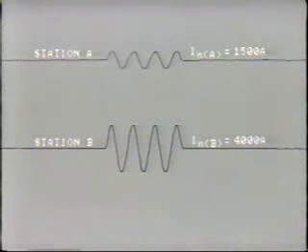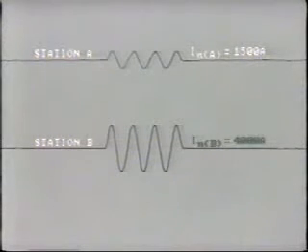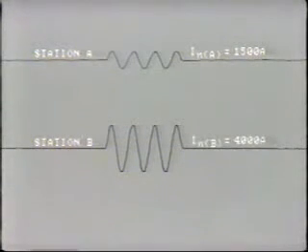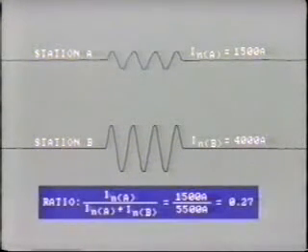Well, after a fault occurs on the line, the oscillograms are checked, and the magnitude of neutral current in each station is read from the plots. For this particular fault, INA is 1,500 amps, while INB is 4,000 amps. Our fault current ratio is 1,500 divided by 5,500. This works out to be 0.27.